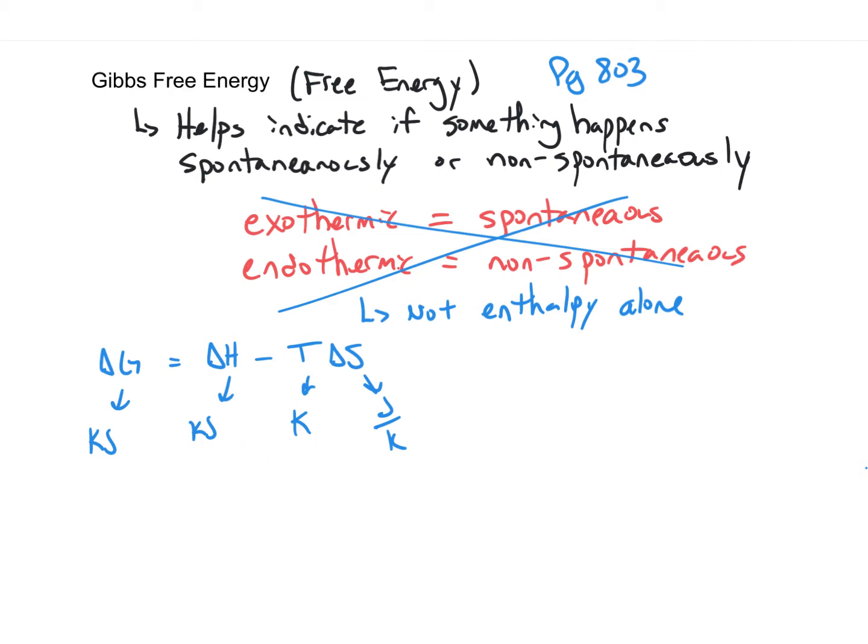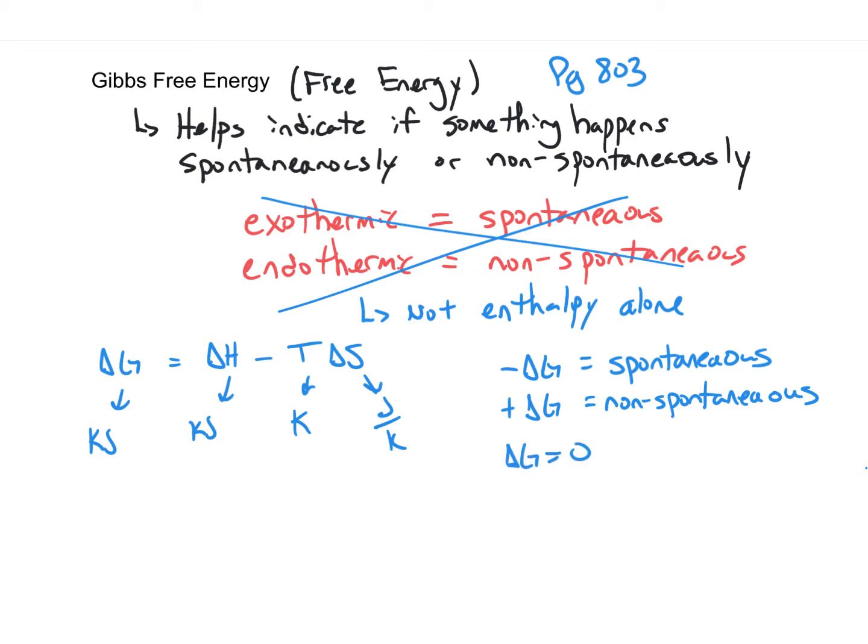Now, to determine if something happens spontaneously or non-spontaneously, we simply need to look at the sign of the delta G. If the delta G is negative, then this situation happens spontaneously in the forward direction. If delta G has a sign that's positive, then it's non-spontaneous in the forward direction. And every once in a while, and it's pretty rare, if delta G is calculated to be 0, then that chemical reaction or physical process is at equilibrium. Although that happens, the first two are the most likely scenarios, either negative delta G or positive delta G.